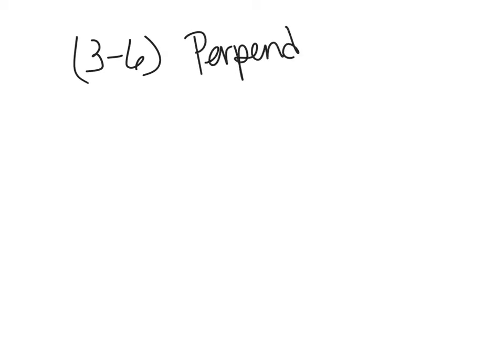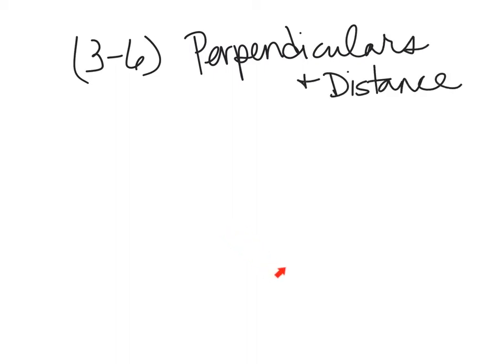Okay, so 3-6, perpendiculars and distance. The distance between a point and a line is the length of a segment perpendicular to the line from the point.